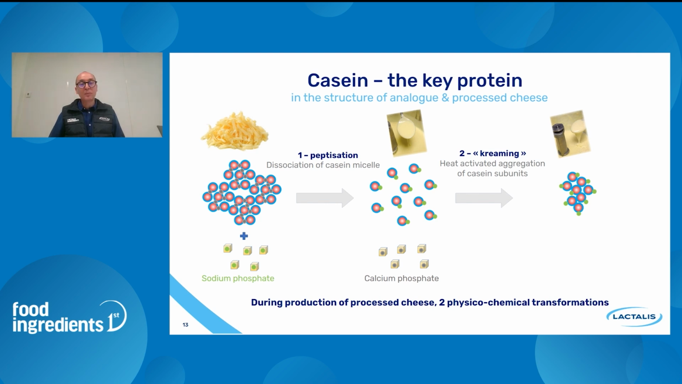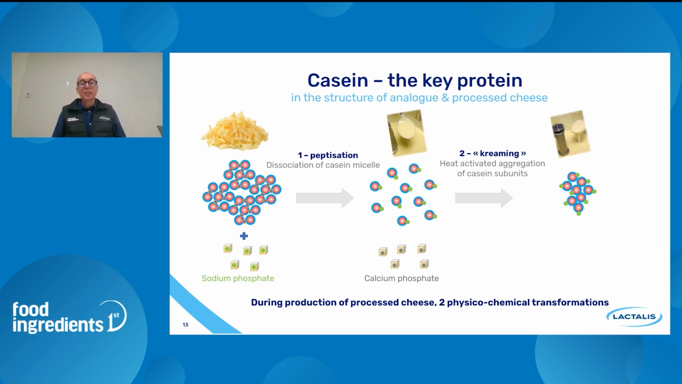At first, the peptization. This is a destructuring mechanism. Divalent calcium ions are exchanged with monovalent sodium ions or potassium ions from the melting salts. And this ion exchange breaks the ionic bridges within the casein structure. And it causes the micelles to open and finally to dissociate. And this leads to liquefaction, as you can see on the picture in the illustration.